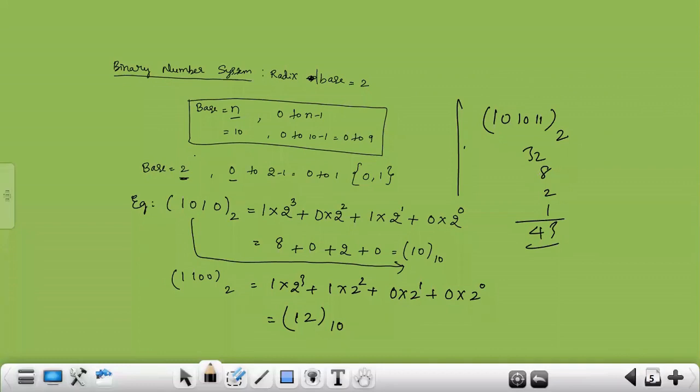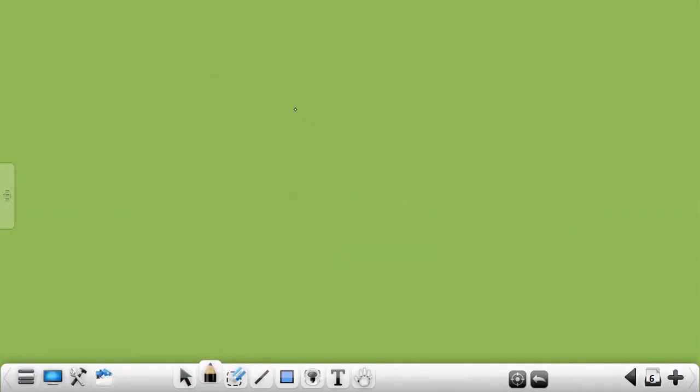So the first one was the decimal number system, where I had my base or radix as 10. The second one is the binary number system, where I had my base as 2. The third one is called the octal number system.